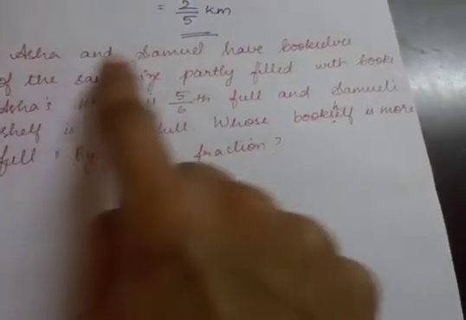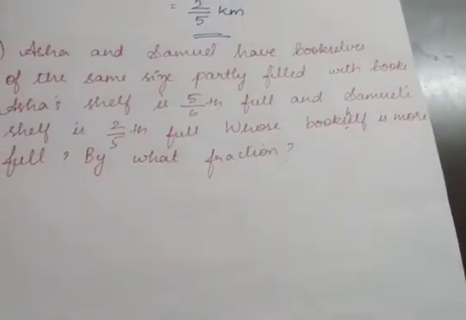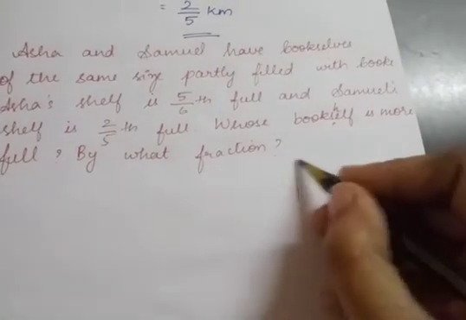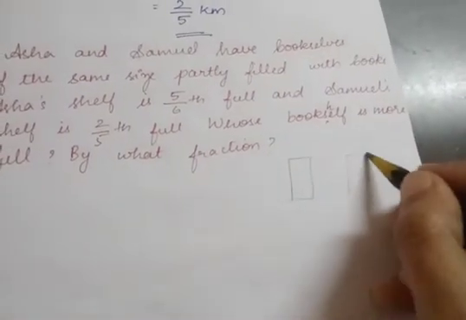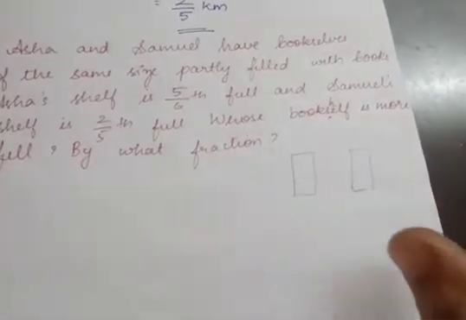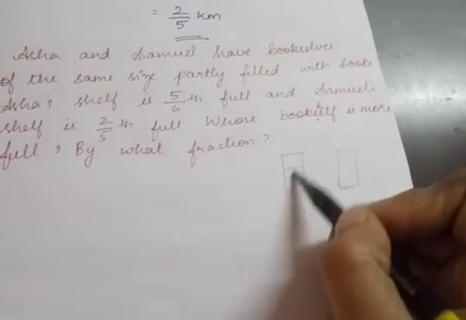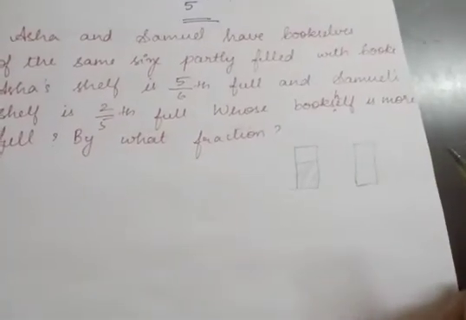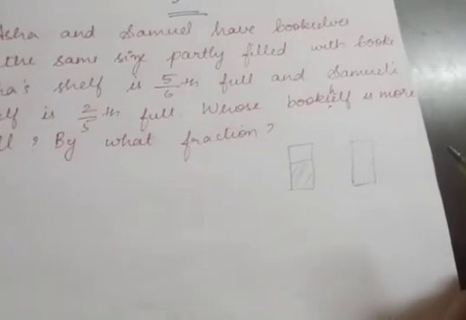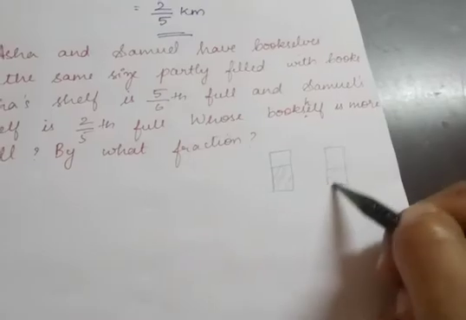Okay. Asha and Samuel have bookshelf of the same size, partially filled with books. Okay. Listen, Asha is having a bookshelf and Samuel is also having a bookshelf. Both are same size. Okay. Asha's shelf is 5 by 6th full. Okay. Asha's shelf is 5 by 6th full. Samuel's shelf is 2 by 5 full.